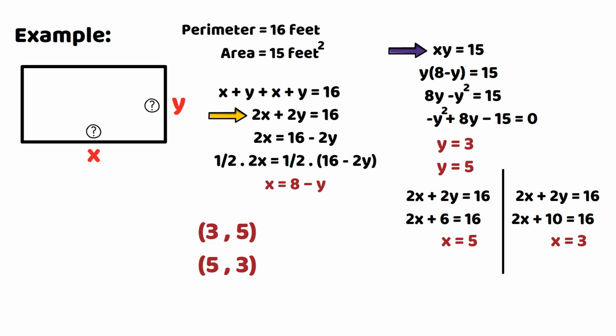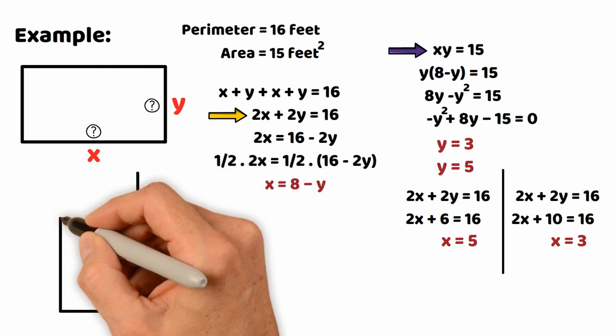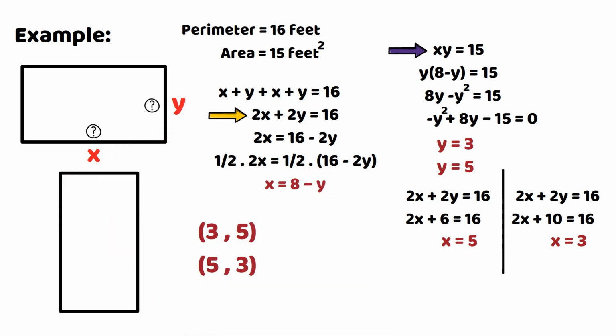Since x is one dimension and y is the other dimension, it means it's 3 by 5 either way, either 3 width and 5 length, or 5 width and 3 length. Again, ultimately it doesn't matter. It's the same rectangle, just a question of rotation.